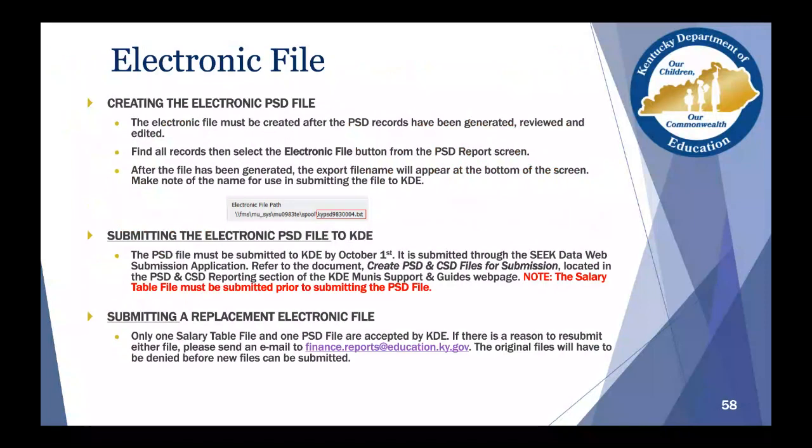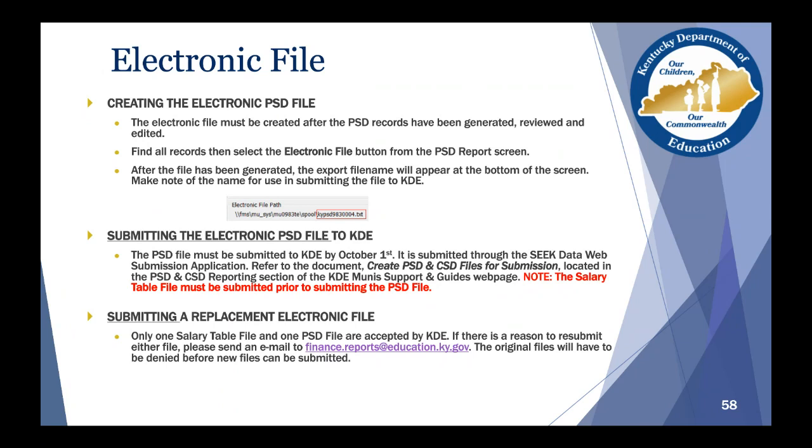And the electronic file itself. So these are the steps that you will take for your electronic file. It says the electronic file must be created after the PSD records have been generated, reviewed, and edited. So you want to go through that whole process first. Then you'll choose the electronic file button on the PSD report screen. You'll want to make note of the electronic file path and name, as you'll need that for submission, the name itself, that is.